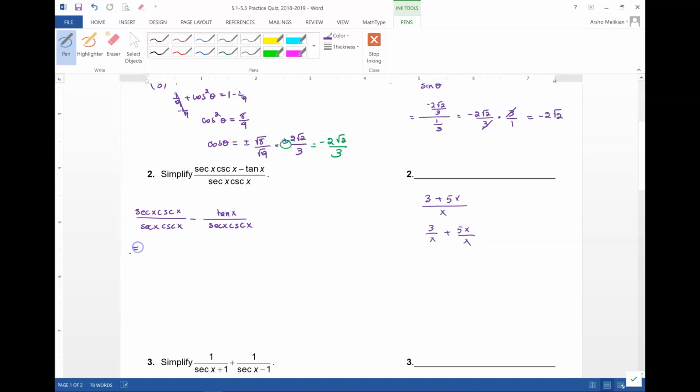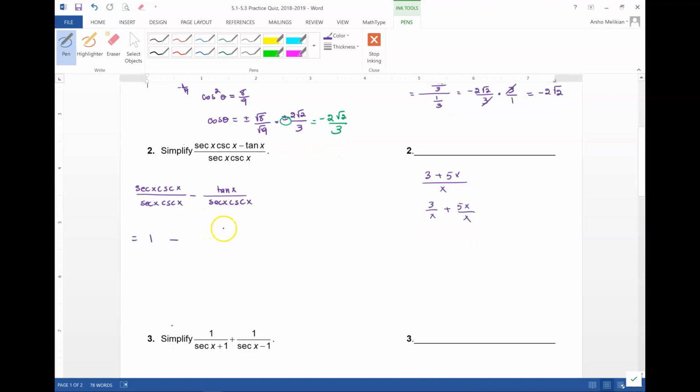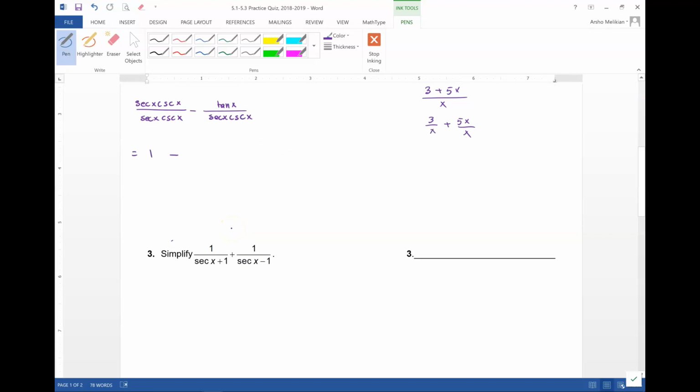Okay? This is 1 minus... okay, what do you propose we do here? What do you think? Change to what? Sines and cosines. Okay, so let's do that. Tangent is sine over cosine x. Secant is 1 over cosine x. Cosecant is 1 over sine x.